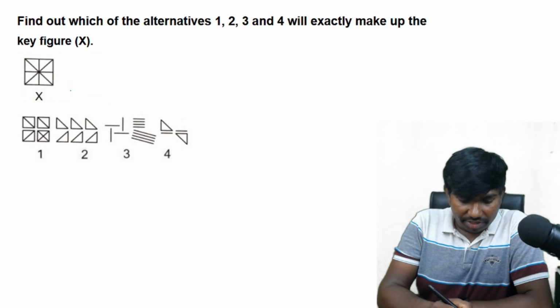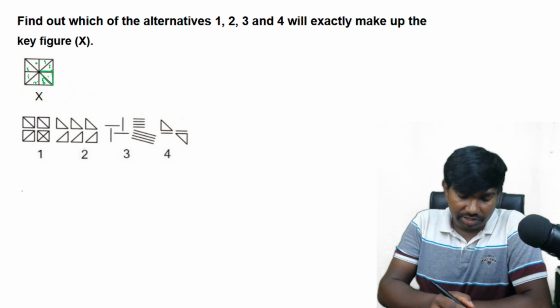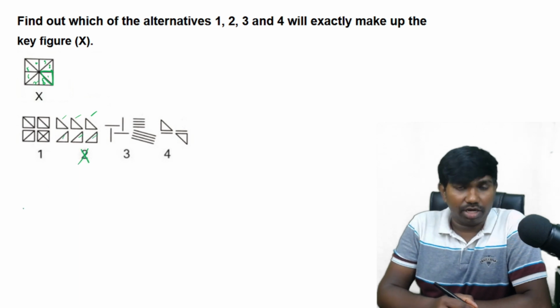Next one. Let us deal with the triangles. How many triangles are there in total? 1, 2, 3, 4, 5, 6, 7, 8. 8 right angled triangles of equal size. 1, 2, 3, 4, 5, 6. 6 triangles only. It cannot be. Next.